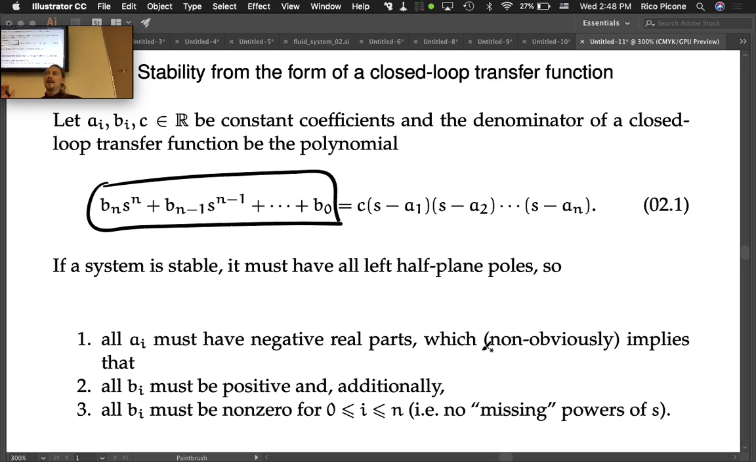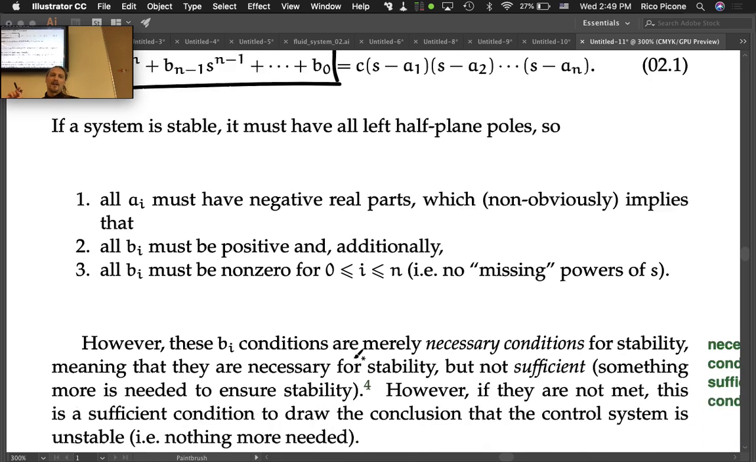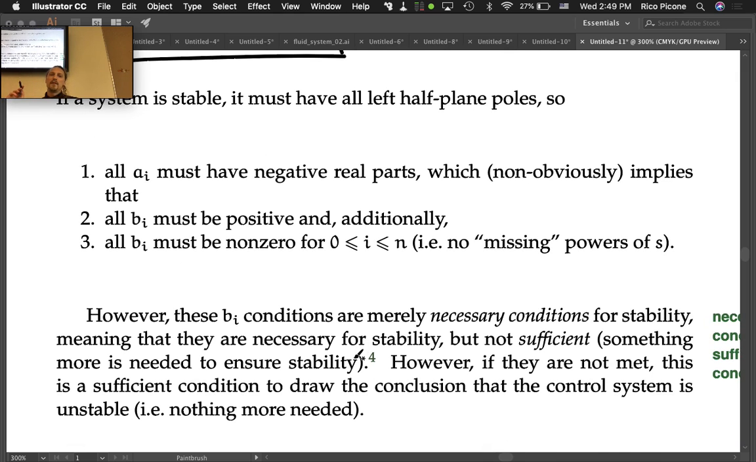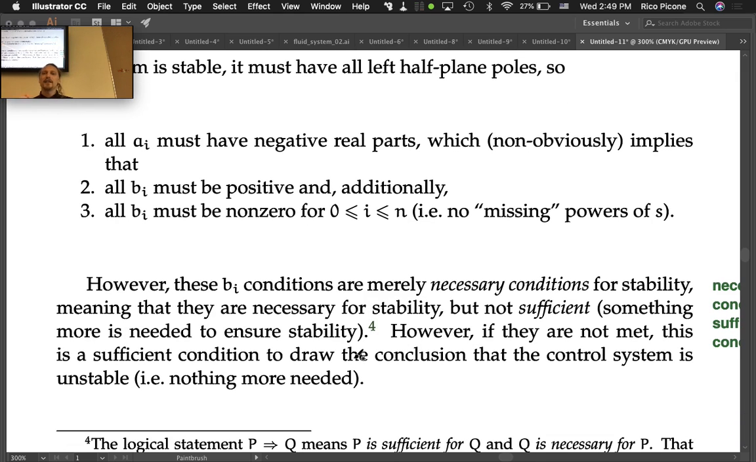But note, this only goes one way, okay? If the system is stable, these statements must be true. But if these statements are true, it can still be unstable. So that's the gotcha we've got to be careful of. The logic only goes one way. These conditions on B are merely necessary conditions for stability, meaning that they are necessary for stability but not sufficient. Something more is needed to ensure stability.